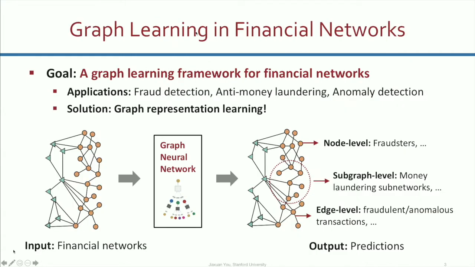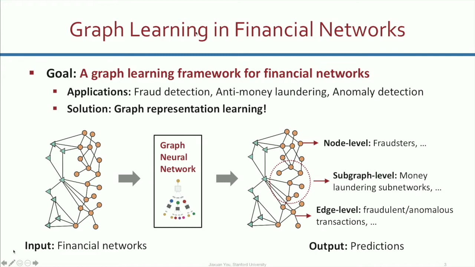Our goal here is to build a graph learning framework for financial networks. Such a framework can have very wide applications. It can be used for, say, fraud detection, anti-money laundering, and anomaly detection. Specifically, our input to such a framework will be a financial network. We'll use a graph neural network to process that network and make a variety of predictions, such as node-level, subgraph-level, and edge-level predictions.